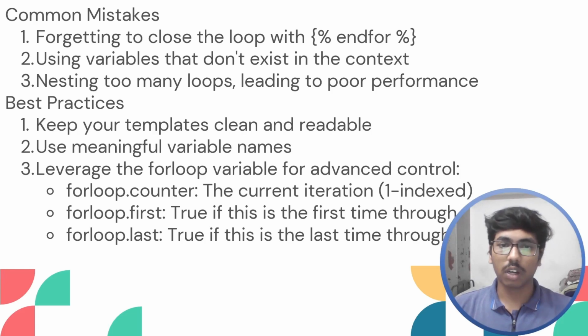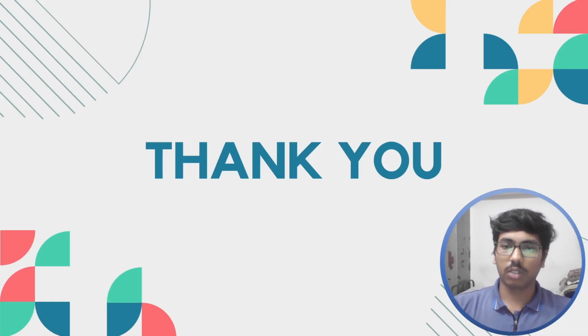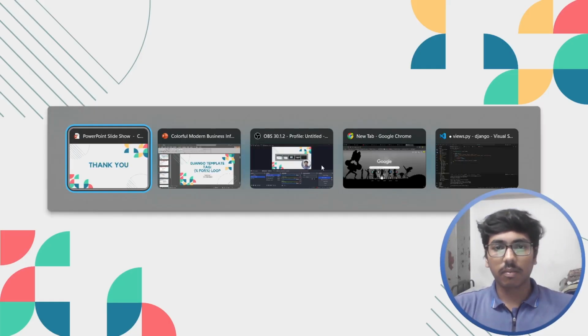forloop.counter gives the current iteration, starting from 1, and counter0 starts from 0, so we can count the number of iterations. forloop.first is true if this is the first time through the loop, and forloop.last is true if this is the last time through the loop. Now I'll be explaining this through an example.